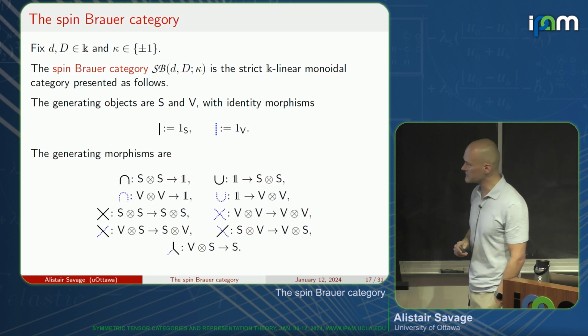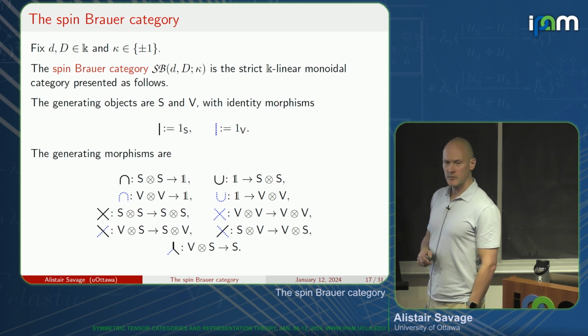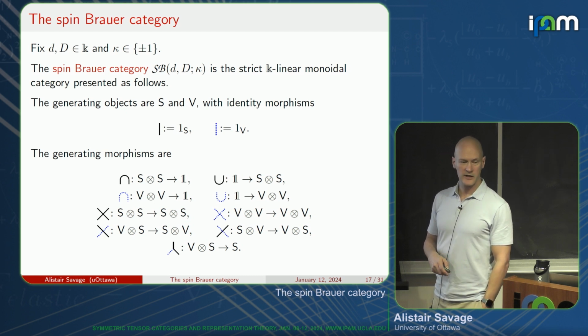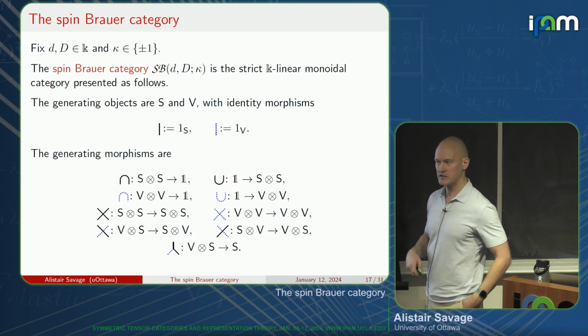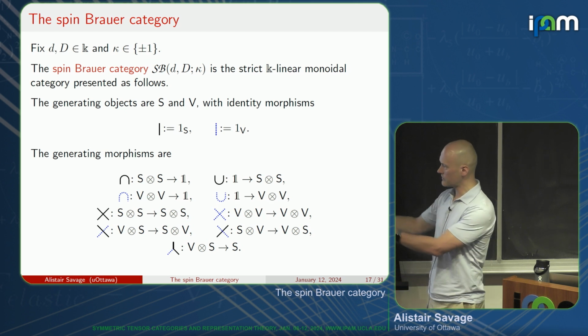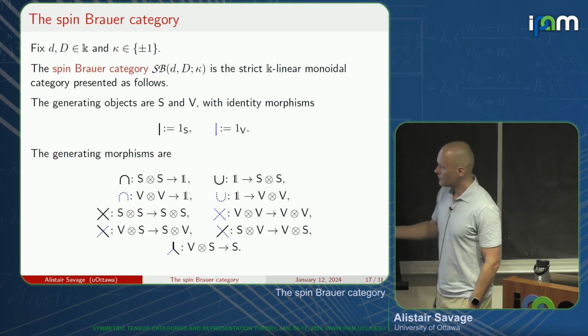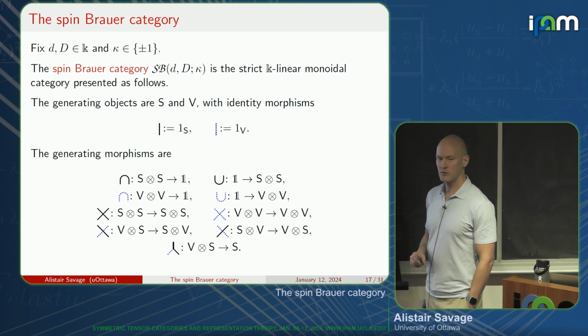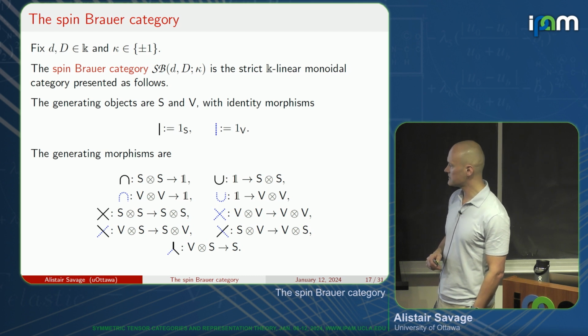So what are our generating morphisms? You should think of it as having 2 copies of the Brauer category, and they interact in a certain way. We've got caps and cups of both flavors that do the same thing that they did before, but now with the V and the S instead of this thing we called B before. We have all flavors of crossings because we want our category to be symmetric monoidal. So it gives us 4 different crossings.